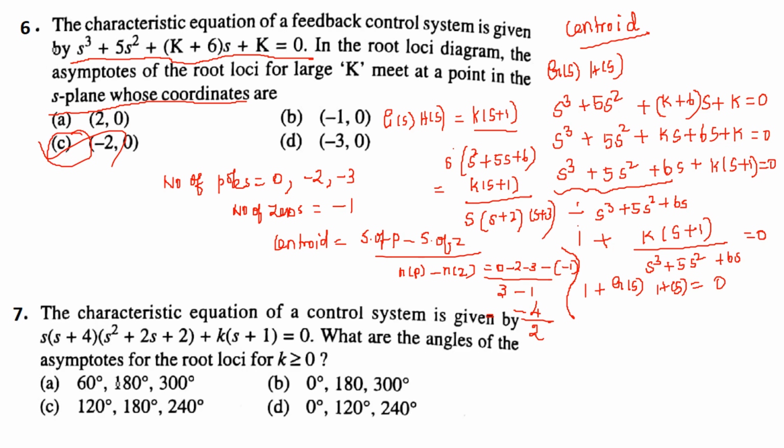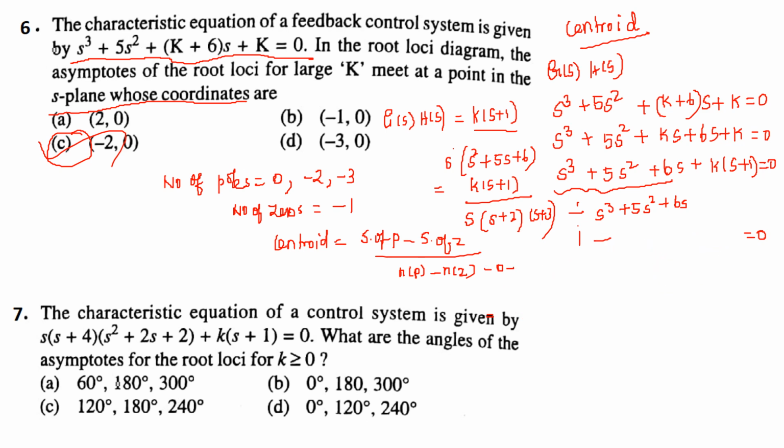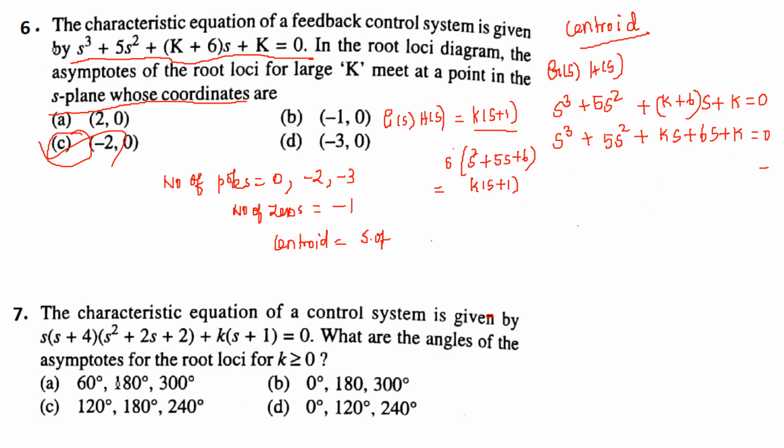Next. The characteristic equation of the control system is given by s(s+4)(s square plus 2s plus 2) plus K(s+1) equal to 0. What are the angles of asymptotes for the root loci for K greater than or equal to 0? Here also, first we have to find out the open loop transfer function like the previous one. So first separate the K term. Here the K term is already separated, so no need to separate the K term.